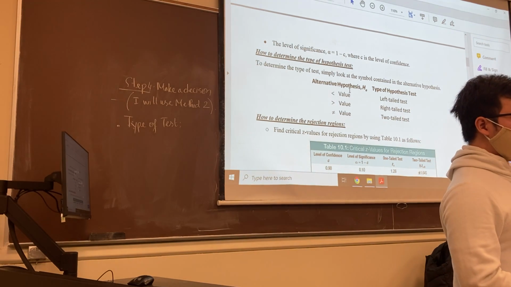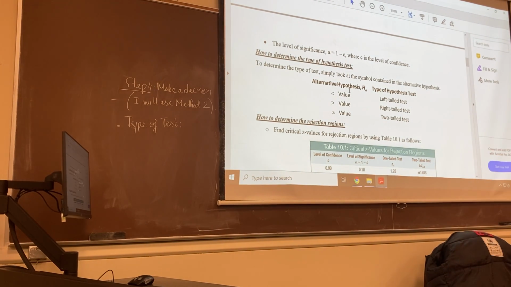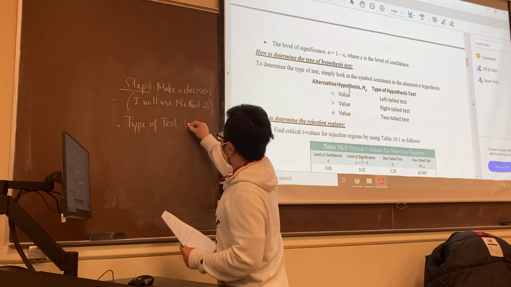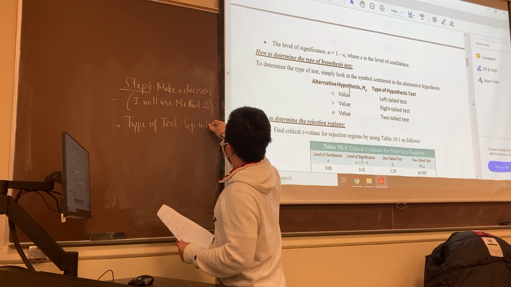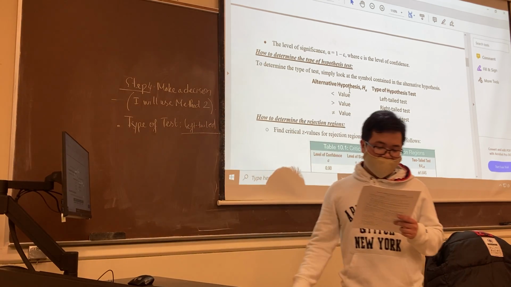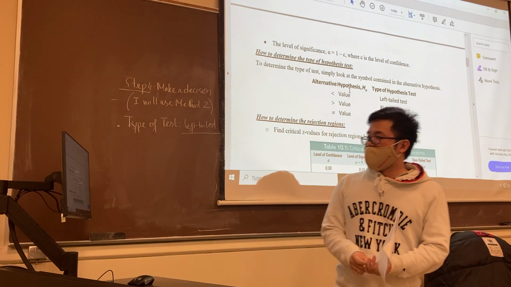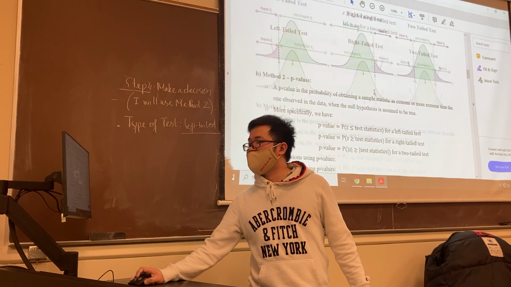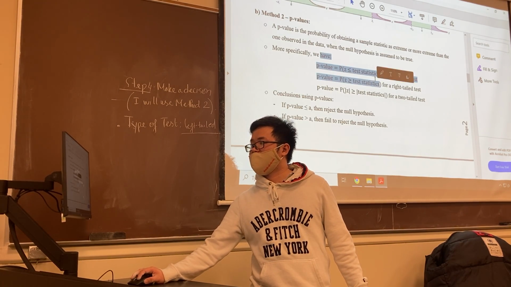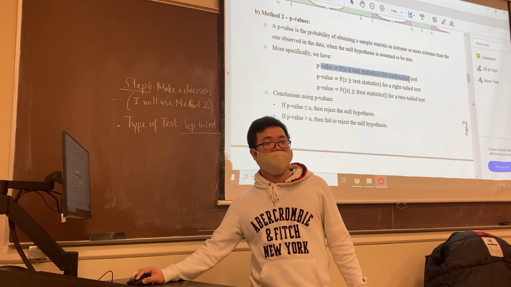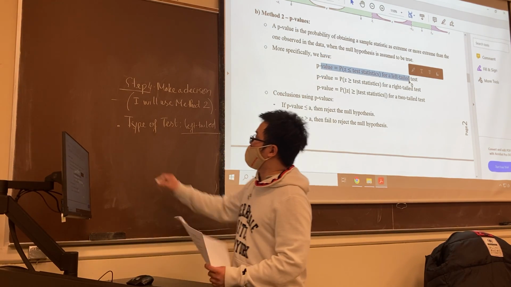Okay, Madeline. Left tail. Thank you. Because the symbol here is less than, so it's the left tail test. So the type of test here is the left tail test. If this is the left tail test, the p-value will be calculated like this.